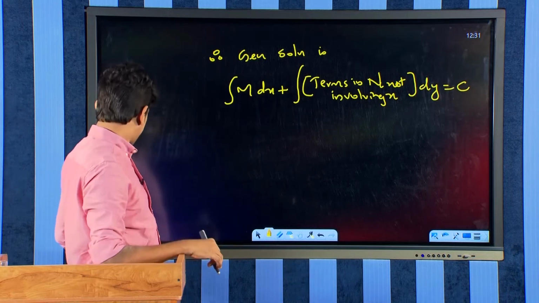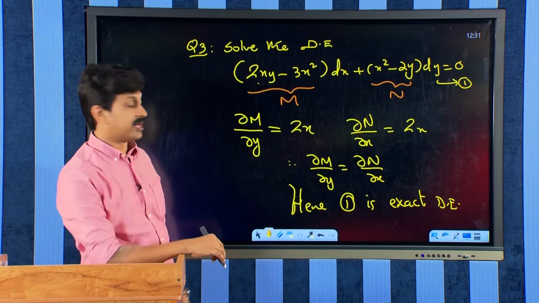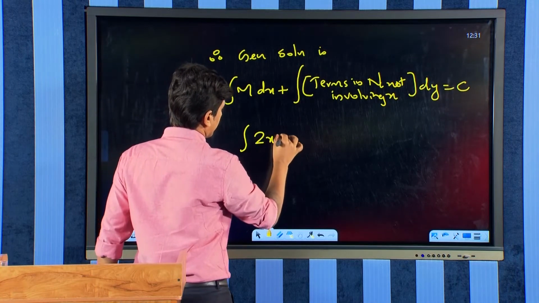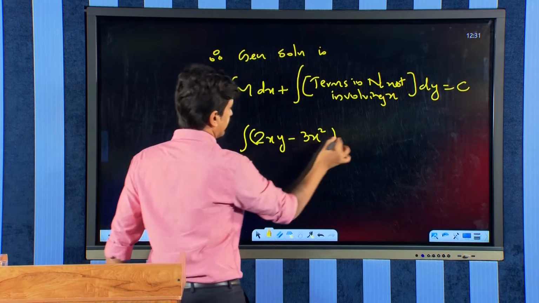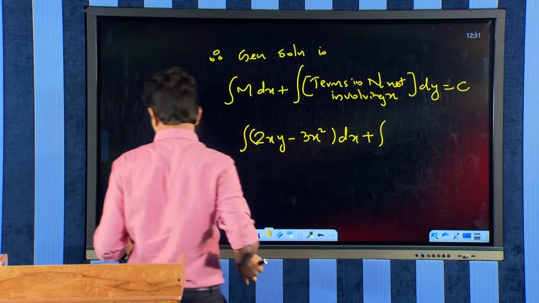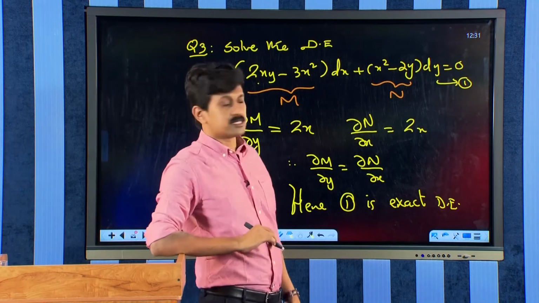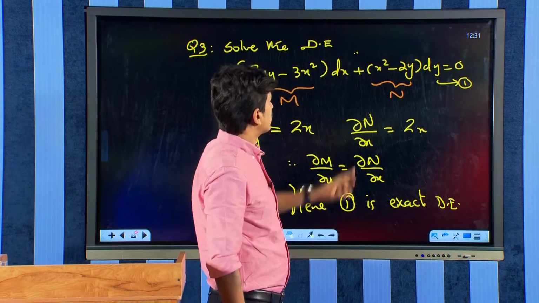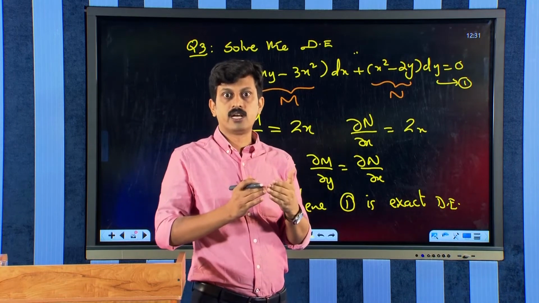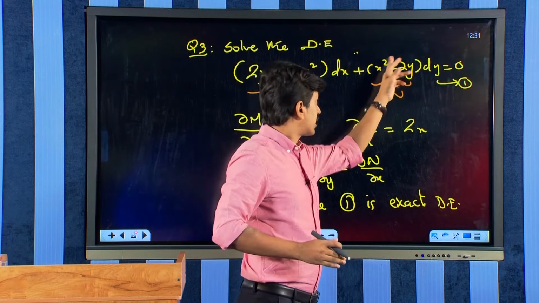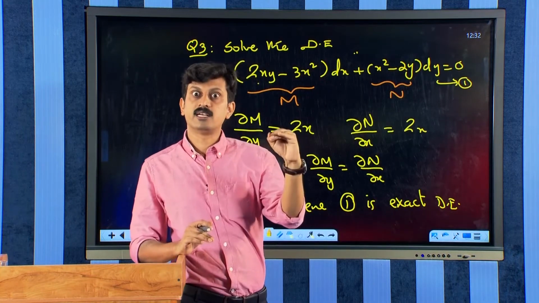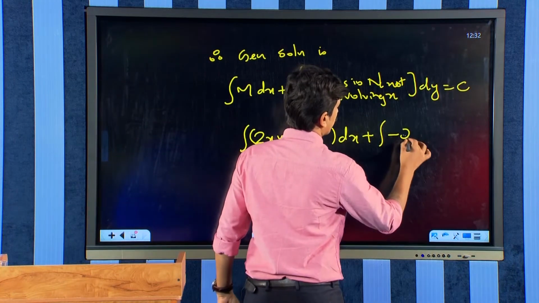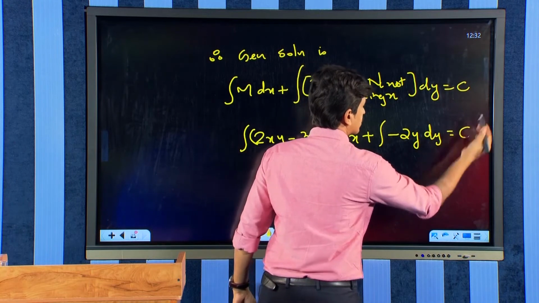Coming back to M and N, M is equal to 2xy - 3x^2. Therefore, this is the integral of (2xy - 3x^2) dx plus the integral of the terms in N not involving x. The first term contains x^2, so we neglect it, but the second term, -2y, does not contain any x, so we consider it. Therefore, -2y dy is equal to c.